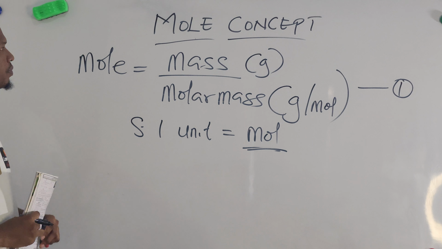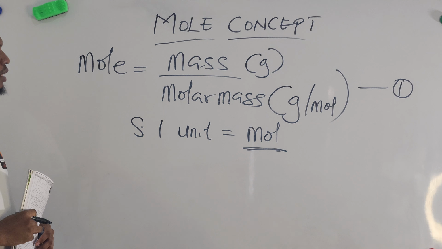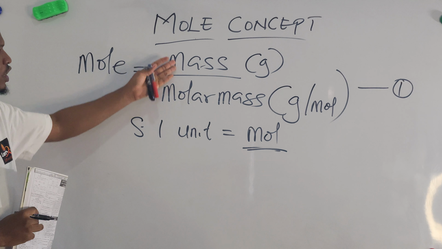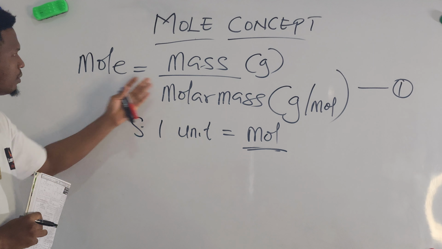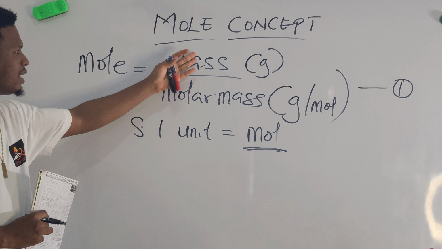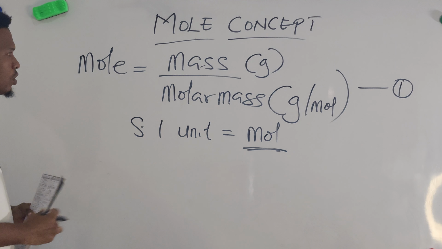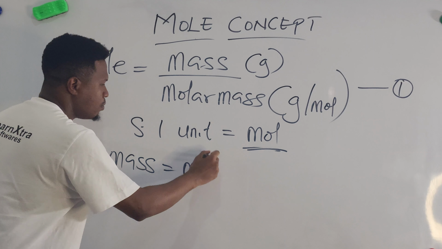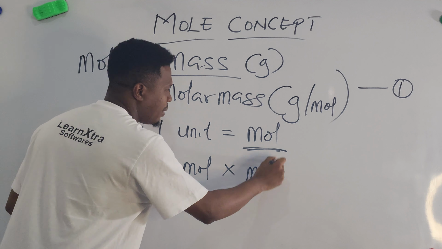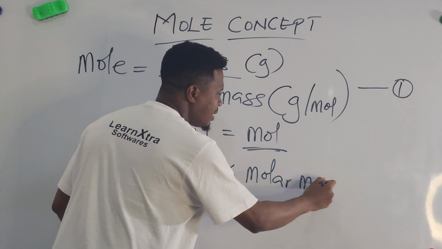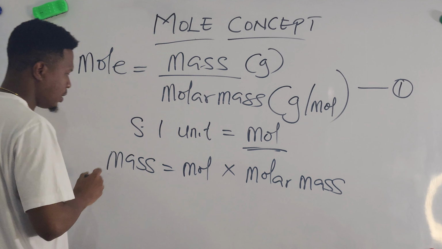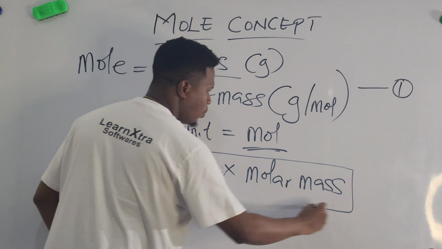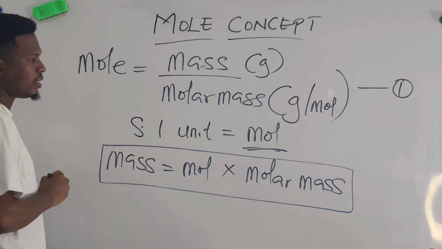So now, given that mole is mass over molar mass, we can interchange these things to get either the mass or the molar mass depending on the question. So we can have here that mass also is given as mole times molar mass. So you can evaluate any quantity at any given time. Take note, you can evaluate any quantity at any given time.